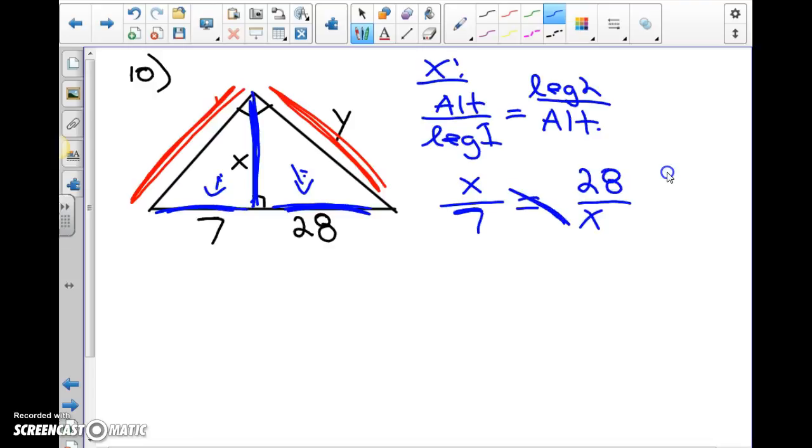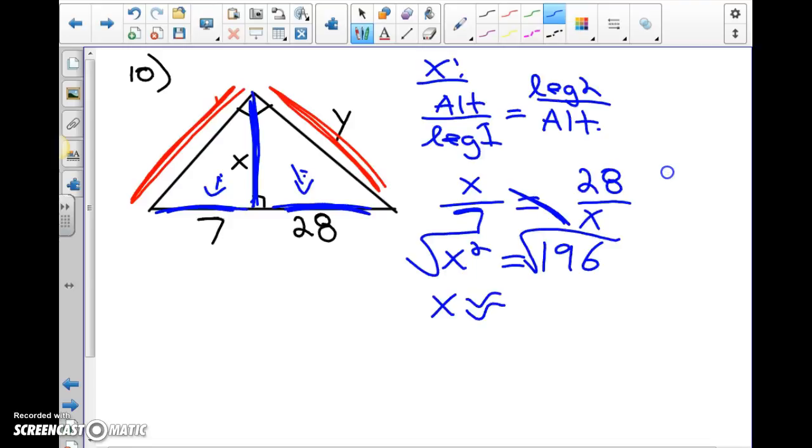Cross multiply. x times x is x squared equals 7 times 28, which is going to give you 196. Take the square root of both sides. I am going to use a decimal and round to the tenths place. So the square root of 196 is going to give you 14. And it turns out I didn't have to round, so I want to make sure I use an equal sign.